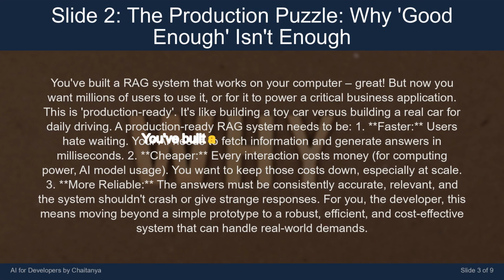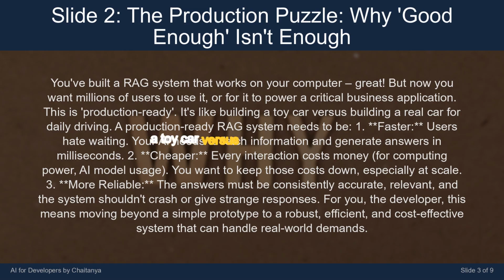You've built a RAG system that works on your computer, great. But now you want millions of users to use it, or for it to power a critical business application. This is production ready. It's like building a toy car versus building a real car for daily driving.